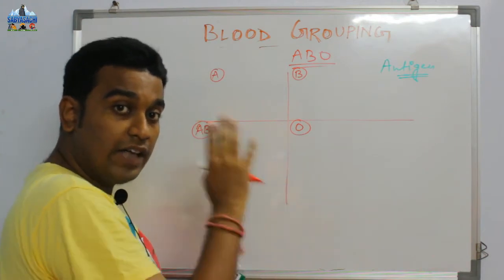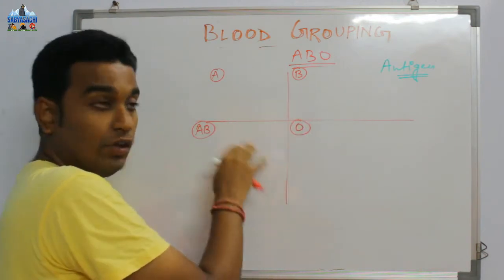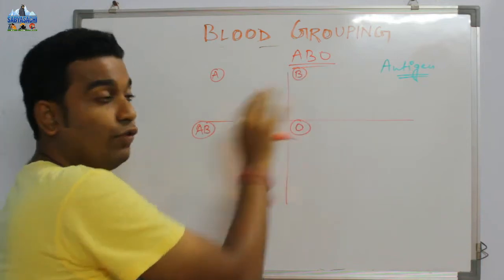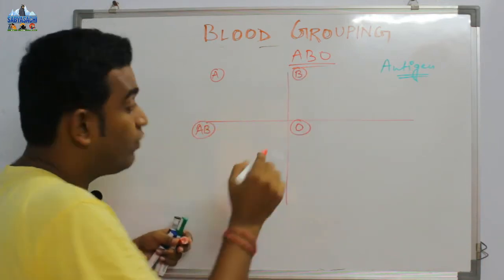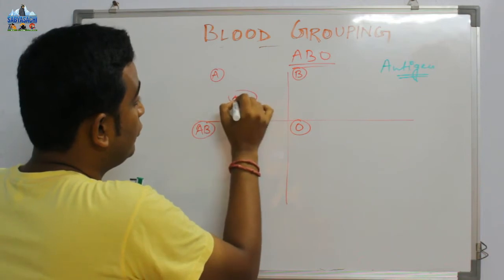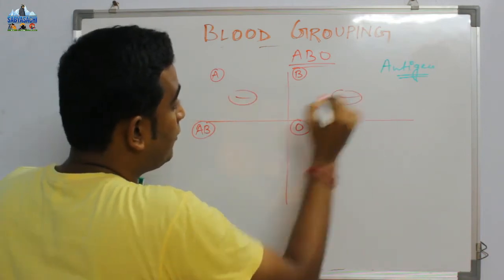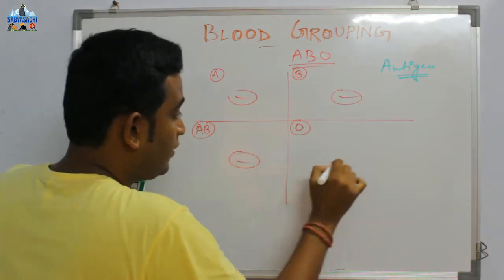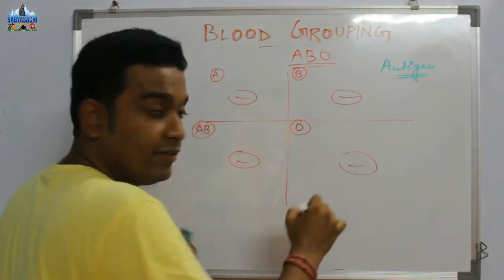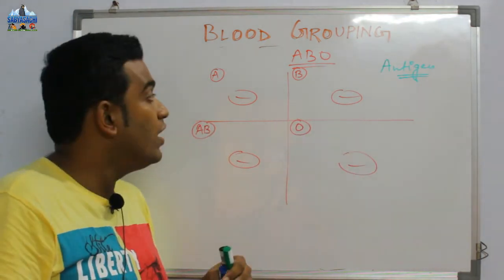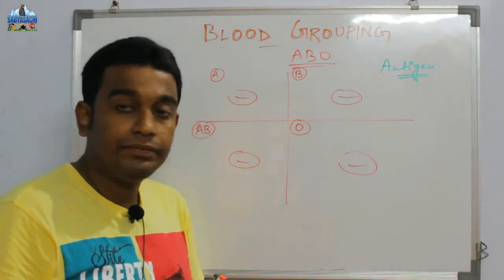So my first task is to make the red blood cells everywhere, at least in these 4 boxes. So let's make one red blood cell. So red blood cells, red blood cells, red blood cells, and the red blood cells. I've taken one as a whole, right?